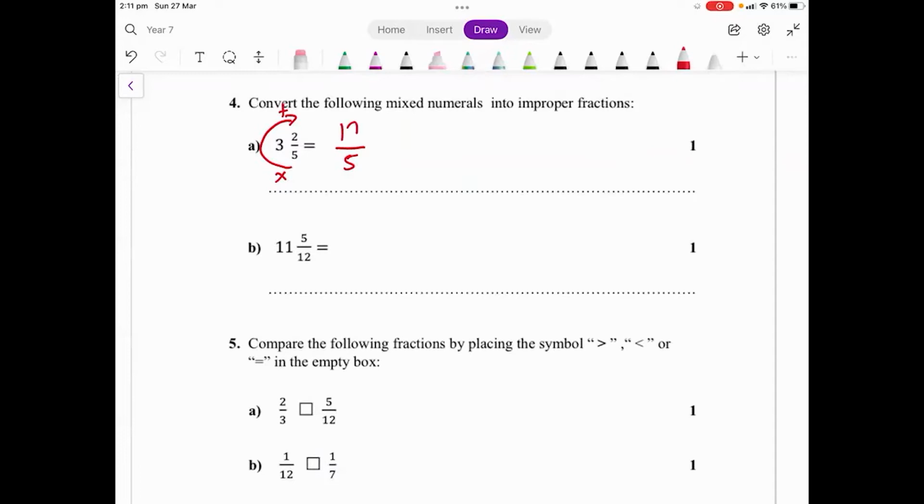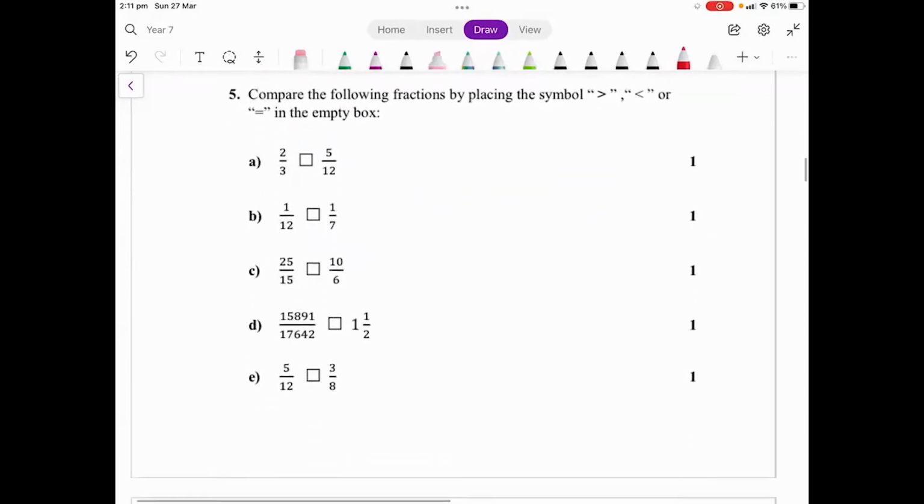Question B, once again, we start from the denominator. 12 times 11 is 132, plus 5 is 137. Denominator stays the same, so 137 over 12.